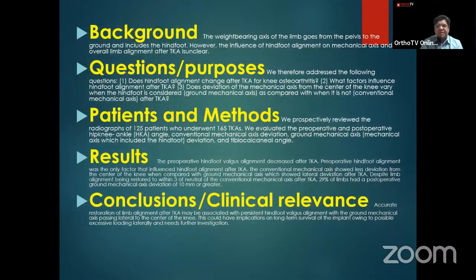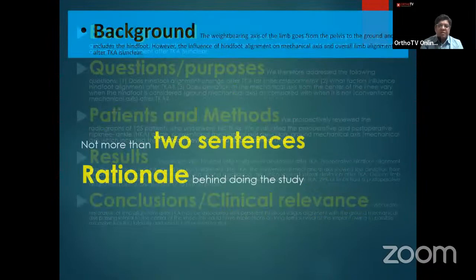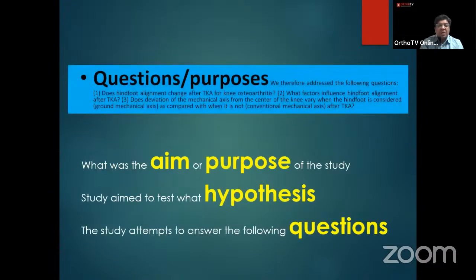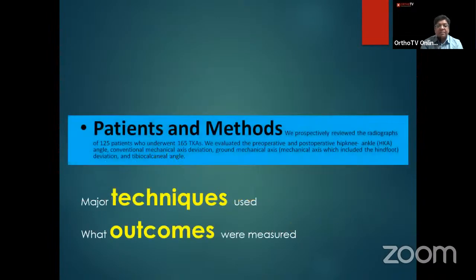These are the subsections of a formatted or structured abstract, as we call it. An unstructured abstract is just a paragraph, but even in an unstructured abstract you can follow a similar guideline. The background is just one or two sentences about the rationale behind the study you're going to do. Questions and purposes are the aims or the hypothesis that you're raising in that particular study. Then materials and methods, or patients and methods.